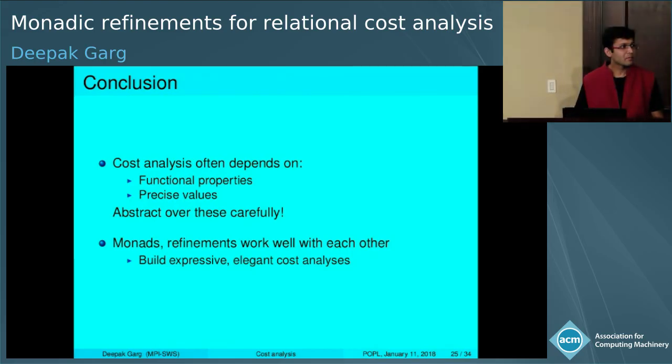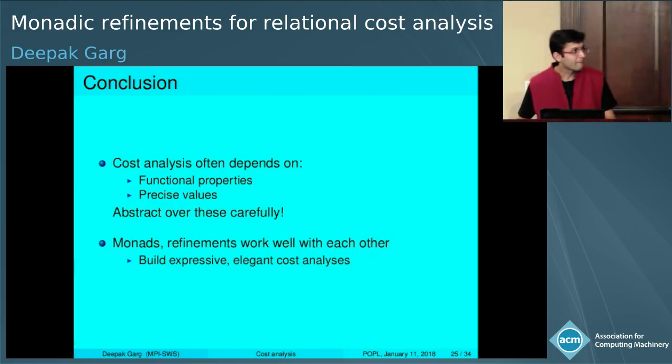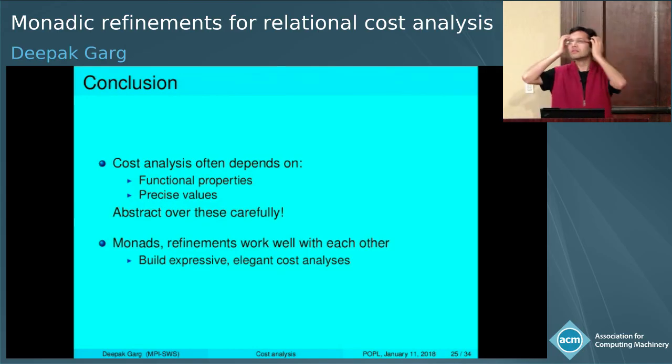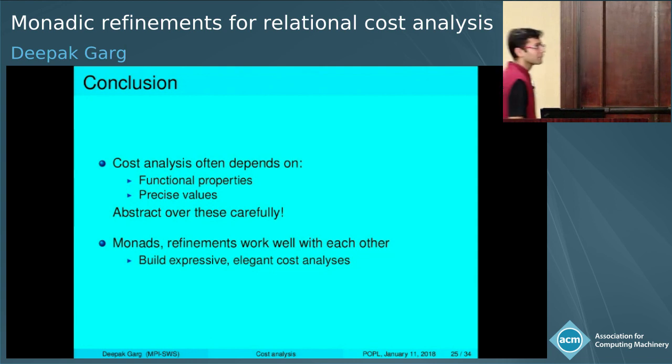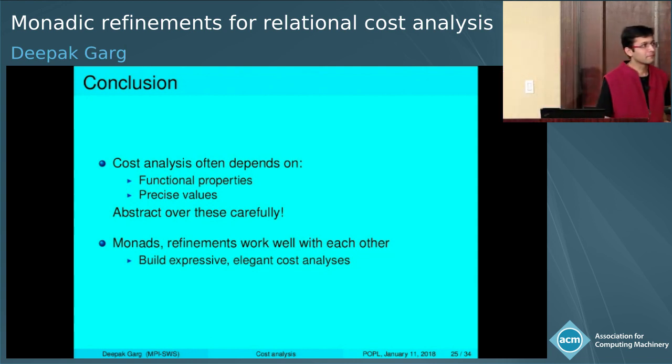So I will take one. There is one question from the Slido. Does your framework work for asymptotic costs? I mean, in the sense that you gave this example with the insertion sort, but if you reason about worst case complexity, the complexity would be n squared.